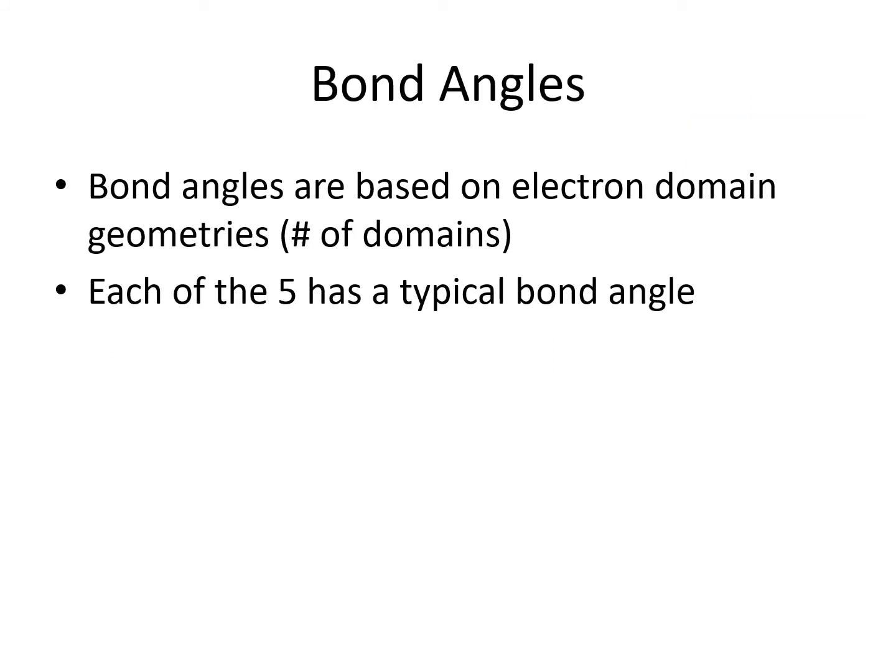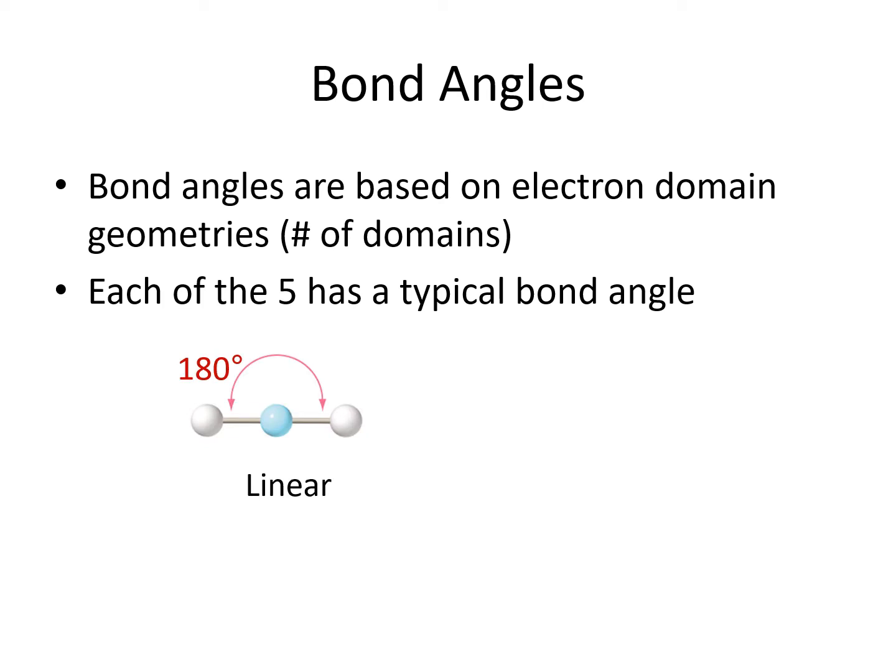So far, you should be able to draw a correct Lewis structure, count the number of domains on the central atom, and from that number of domains, pick which of the 5 electron domain geometries the molecule would have. Each electron domain geometry also has a corresponding bond angle.